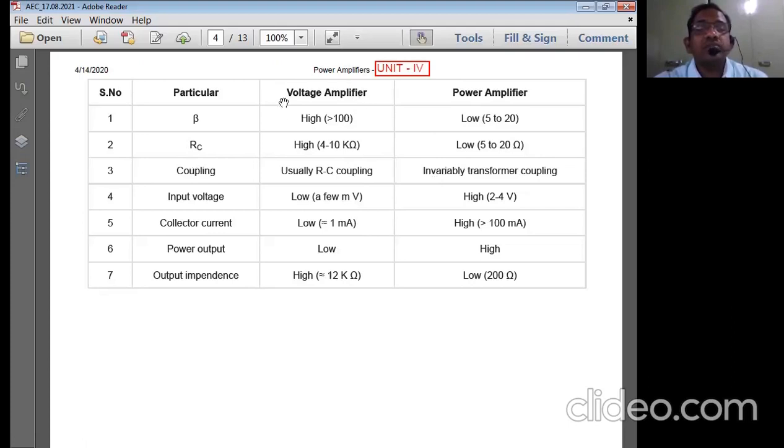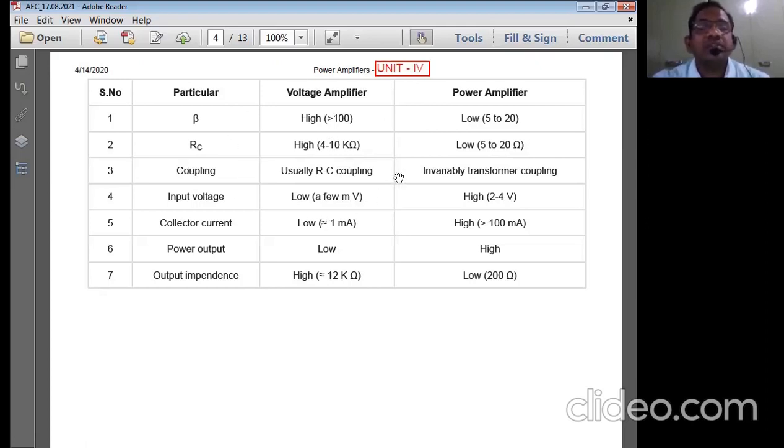What about the collector resistance in voltage amplifiers? It is 4 to 10 kilo ohms. We already know that. And what about the output resistance of the power amplifier? It should be 5 to 20 ohms, because the input resistance of a loudspeaker is very low. In order to achieve impedance matching, you should always keep the output resistance of the power amplifier as low as possible, which is appropriate enough so that we can have impedance matching to the loudspeaker.